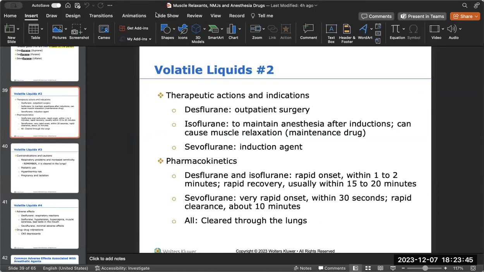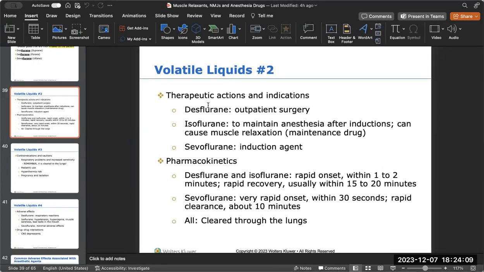Isoflurane is a maintenance drug. That's what we keep giving them to keep them under this hypnotic state. And desflurane is typically used in outpatient surgery. So these are all pretty quick. They have a rapid recovery. And as soon as you give it, these can work within 2 minutes. So all of these drugs work really quickly and they're cleared through the lungs.